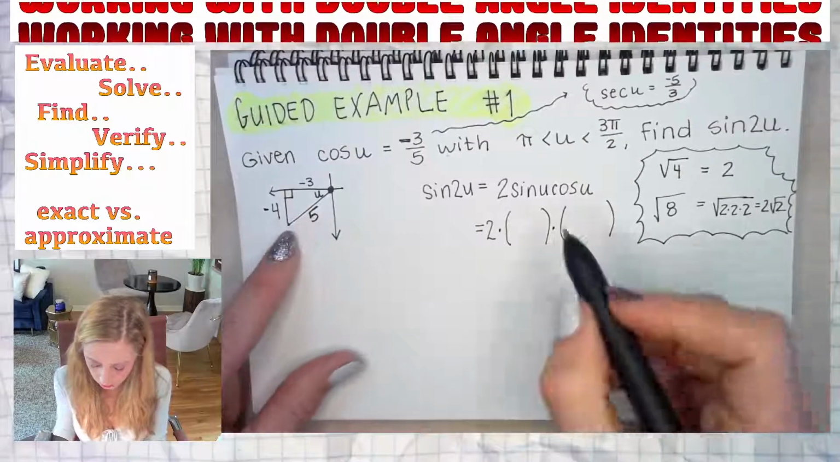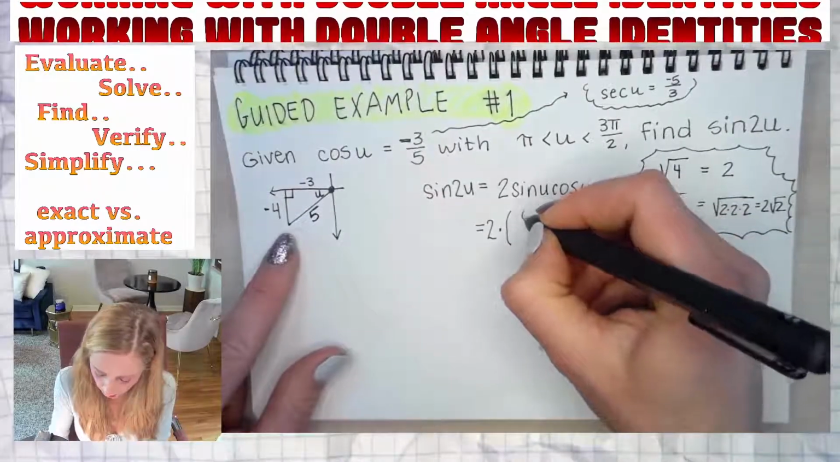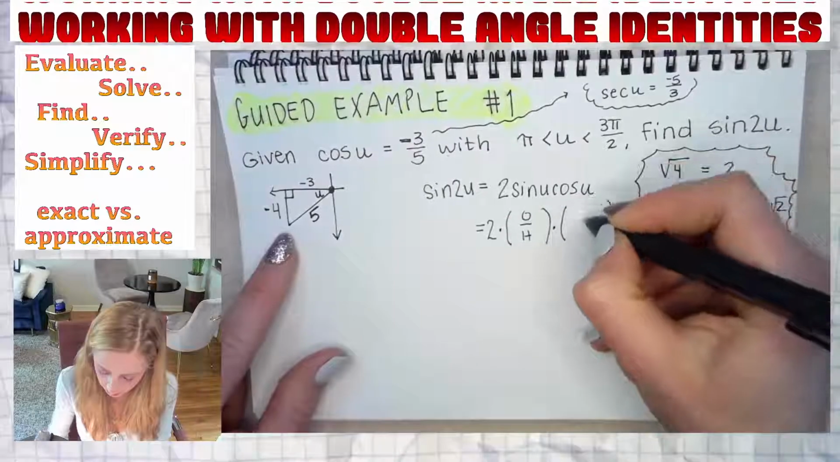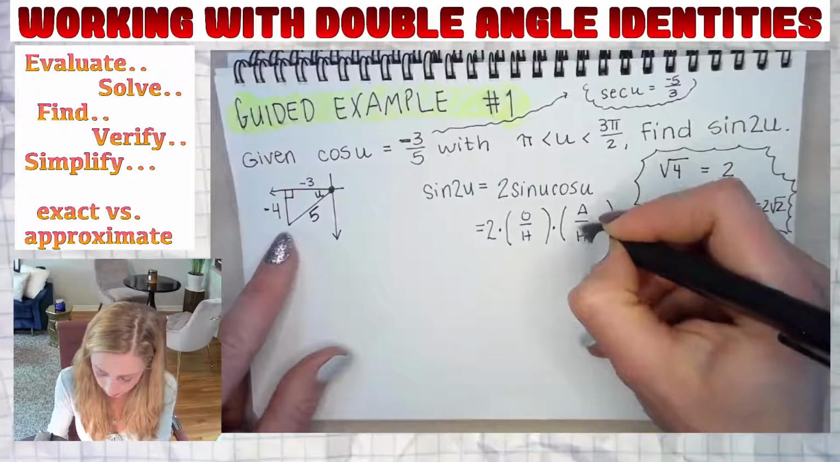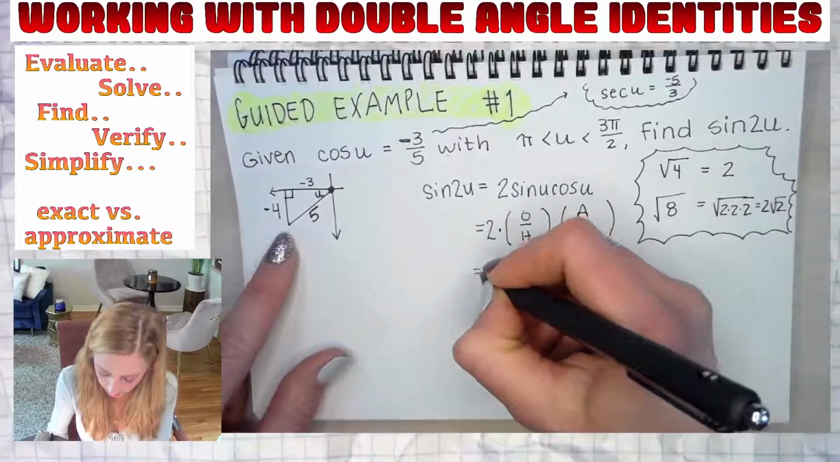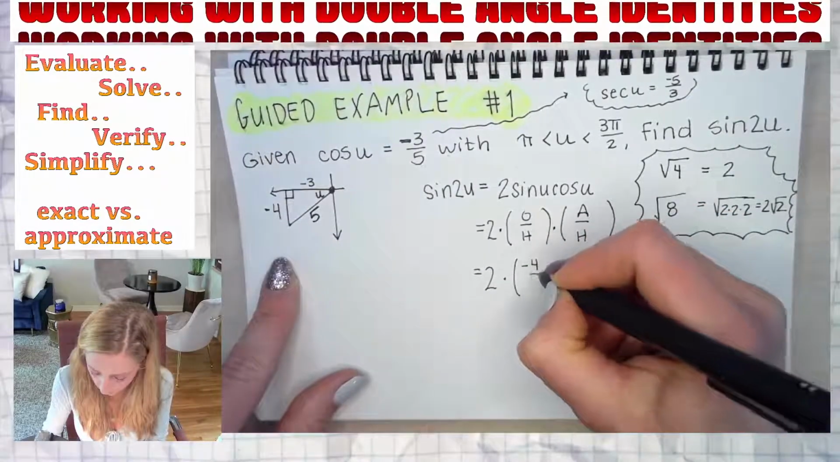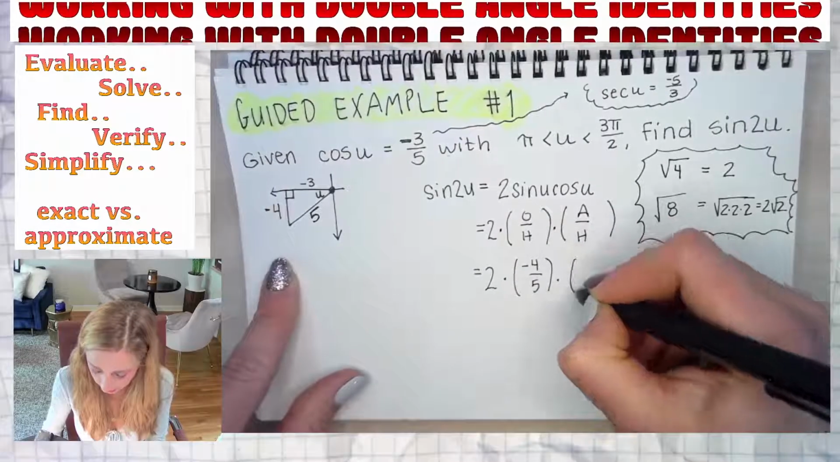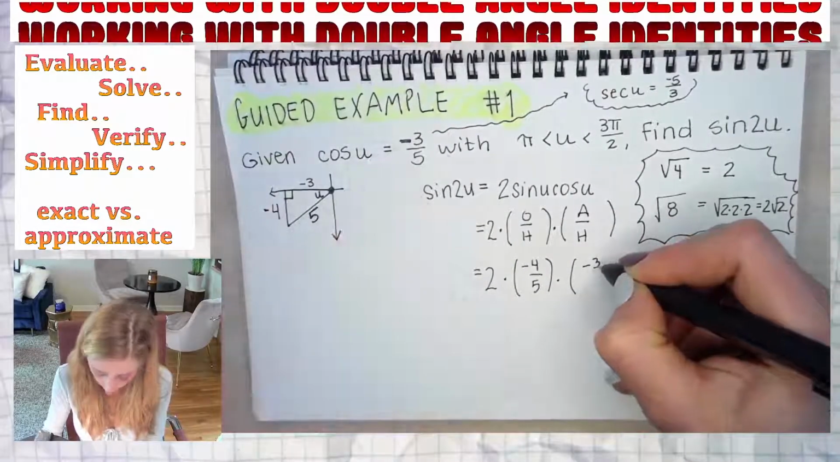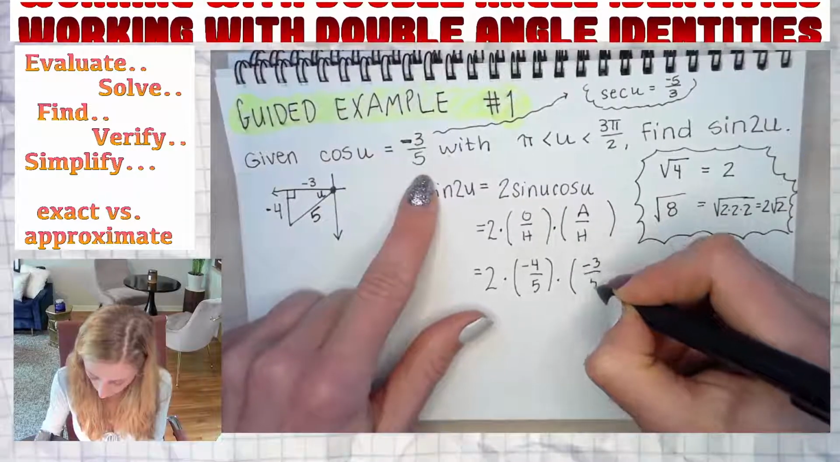Sine of u, we look at the picture. Sine is going to be, I'm just going to show work, opposite over hypotenuse, and cosine will be adjacent over hypotenuse. All right? Just showing some work. Equals 2 times opposite over hypotenuse will be -4 over 5. Adjacent over hypotenuse, that was also given to us, -3 over 5.